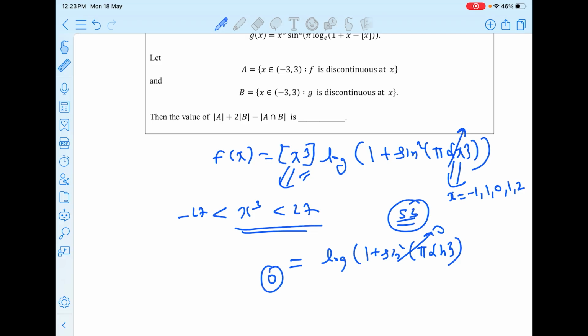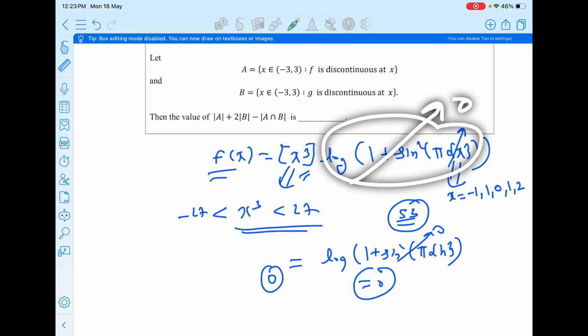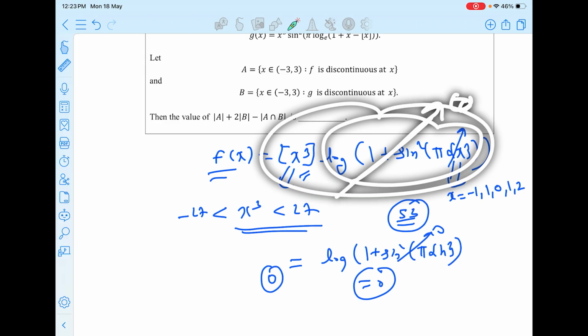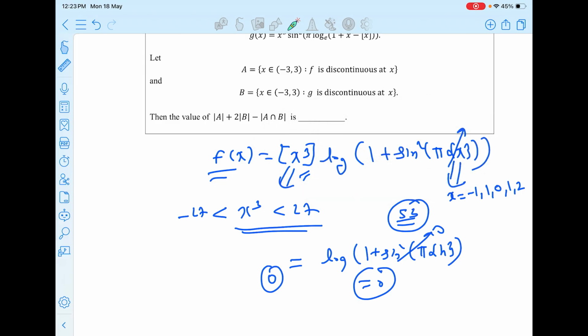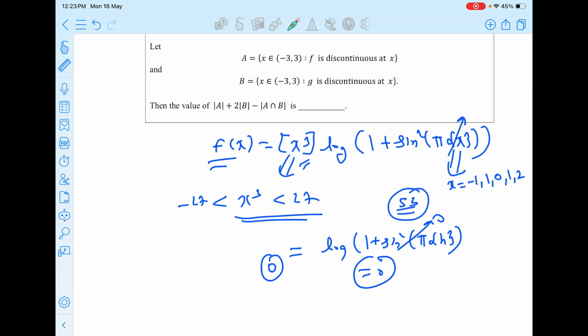So 1 plus it is 0, in the same way 1 minus also it is 0. Because of this thing, this complete quantity is becoming 0. So if this complete quantity is becoming 0, I can say that it is not discontinuous at 1. Same way for minus 1, same way for 0, same way for 1, same way for 2.